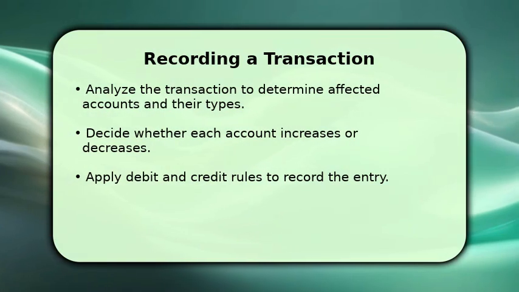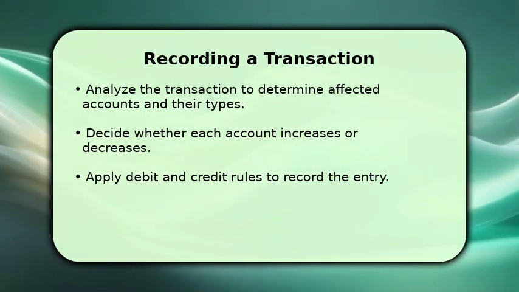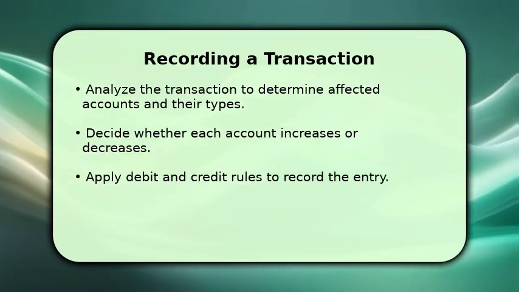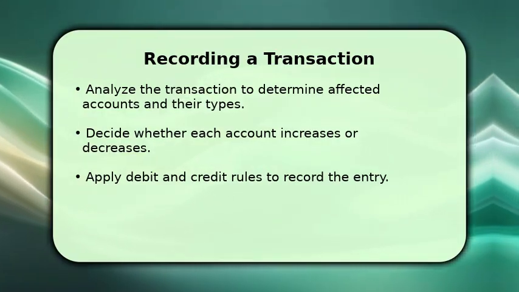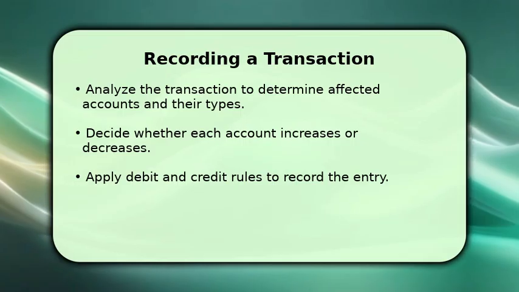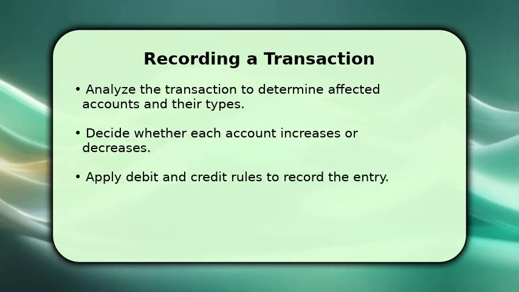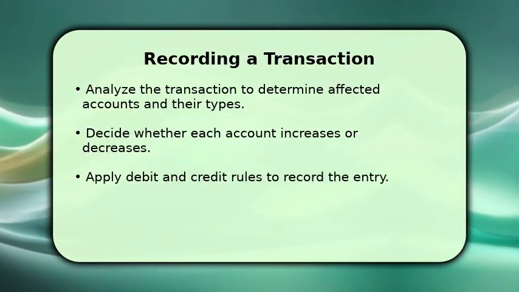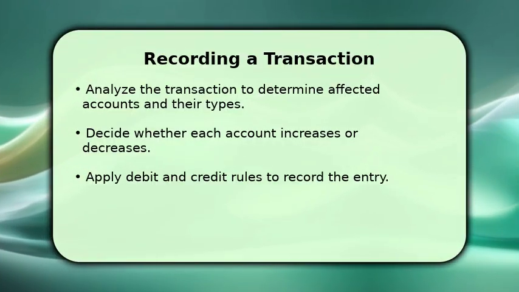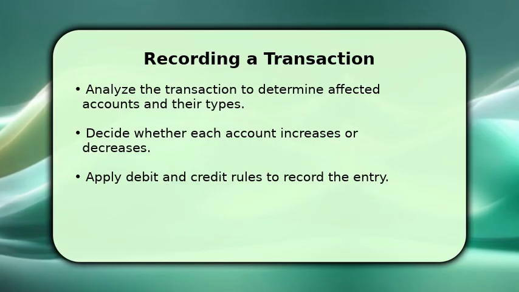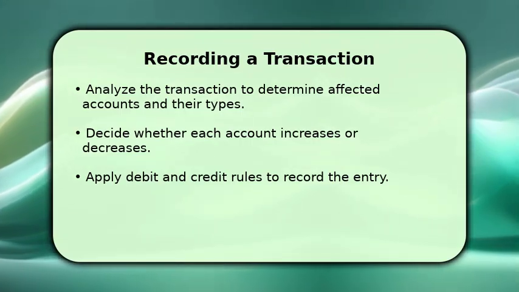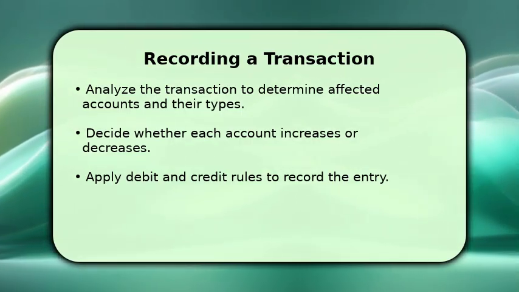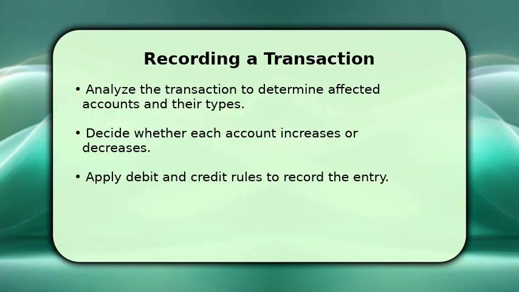Let's walk through an example. Imagine your business pays $1,000 cash for office supplies. First, identify the accounts. Cash, an asset, and office supplies, also an asset. Cash decreases, so we credit it. Office supplies increase, so we debit it. The entry would be a debit to office supplies for $1,000 and a credit to cash for $1,000.